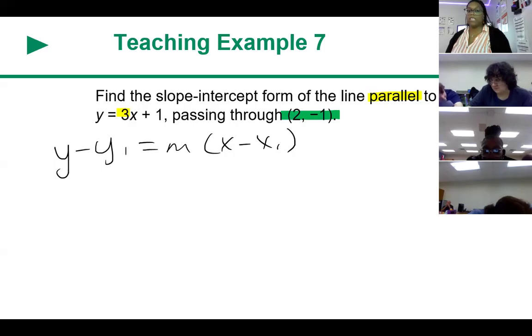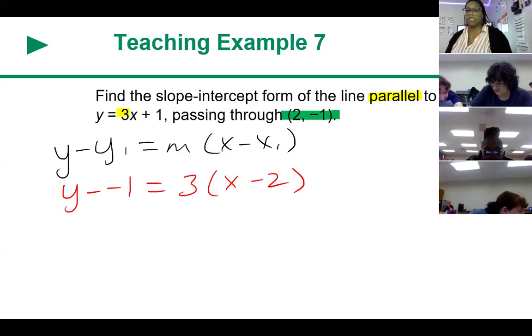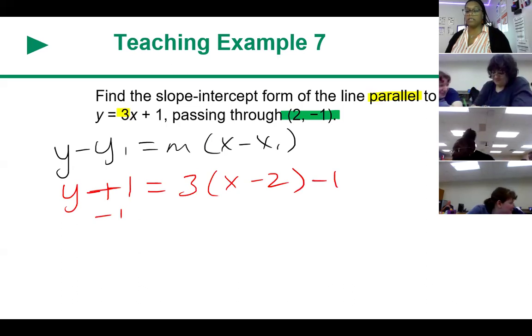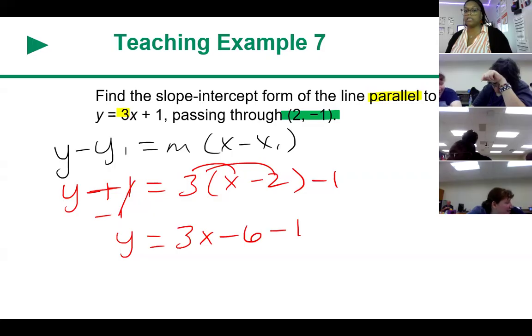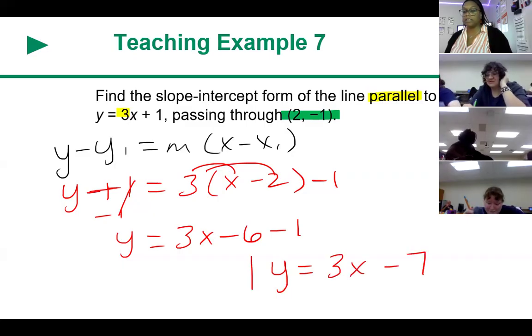All right, so I'm going to plug in what I know. I have y minus -1 equals, the slope is the same, 3, x minus 2. A negative times a negative makes a positive. I'm going to subtract 1, and we're going to distribute. So we get y equals 3x minus 6 minus 1. So my equation of the line is y equals 3x minus 7.